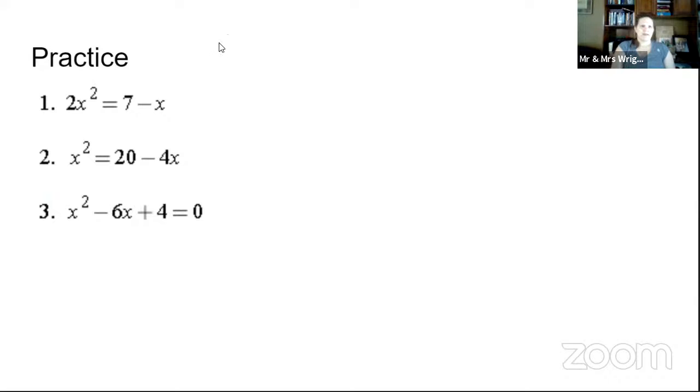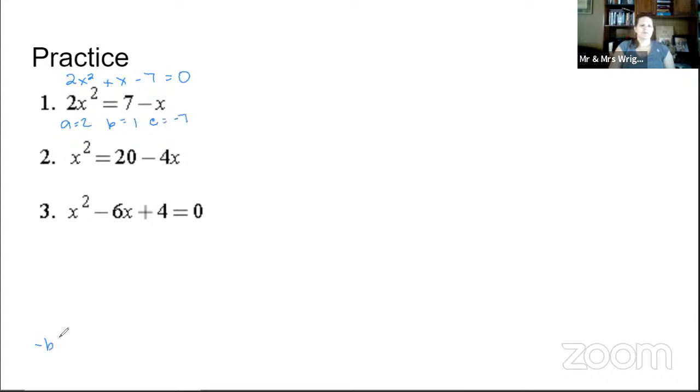All right, welcome back. We have here this equation not in standard form, so let's put it in standard form. 2x squared plus x minus 7 equals 0. So it goes from highest exponent to lowest exponent on the variable. That's how we know it's in standard form. So a is 2, b is 1, and c is negative 7. I'm going to go ahead and write down here my quadratic formula, negative b plus or minus square root of b squared minus 4ac all over 2a.